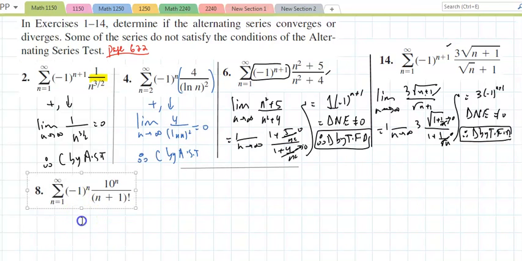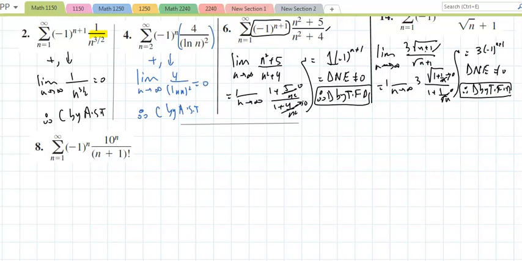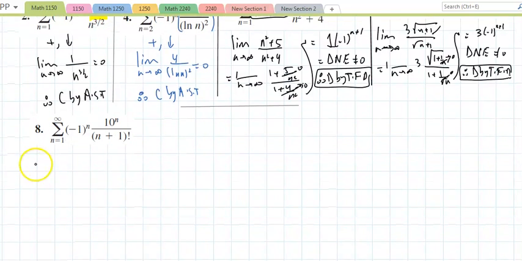If I take number 8, I notice there's a factorial involved. So the alternating series test is not the way to go, because it's very hard to show the limit as n approaches infinity with n plus 1 factorial. 10 to the n we could take a derivative of, but how do you take a derivative of n plus 1 factorial? We can't. So in this case, I would rather use the ratio test, because I see an exponential and a factorial.